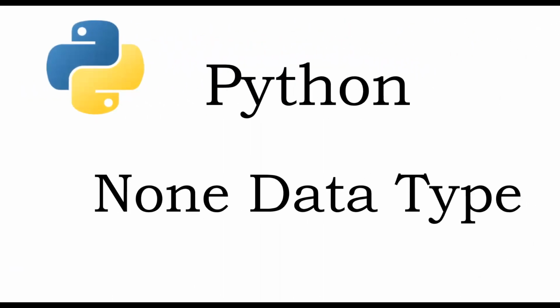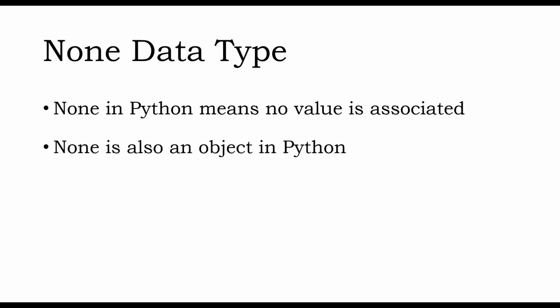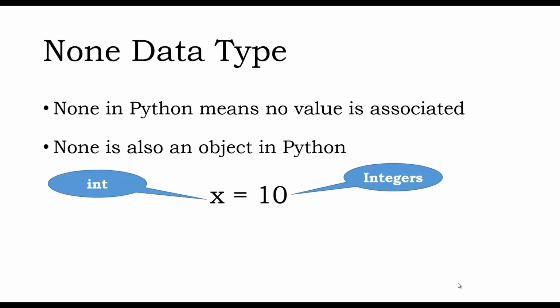In this video, we will look at none data type available in Python. None means no value is associated with the variable in the memory. None is also an object in Python. Let us have a variable x equal to 10, where 10 is an integer and x references the value 10 in the memory of type integer.